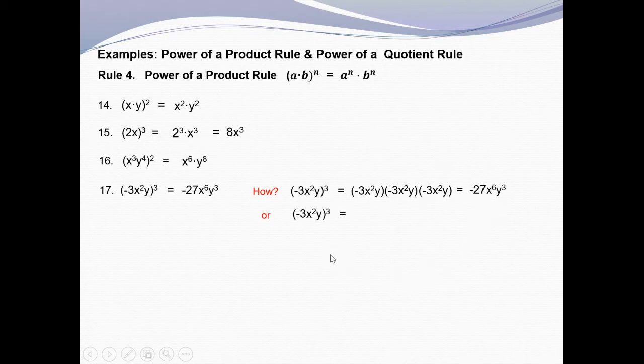Or you can do it this way, right? So cube, it'll be negative 3 to the 1 times 3 because negative 3 is, there's like a 1 there. And x to the 2 times 3. And y to the 1 times 3 because there's like a 1 there on the y, but we don't put it there as an exponent. Which will give us negative 27, x to the 6, and y cubed.